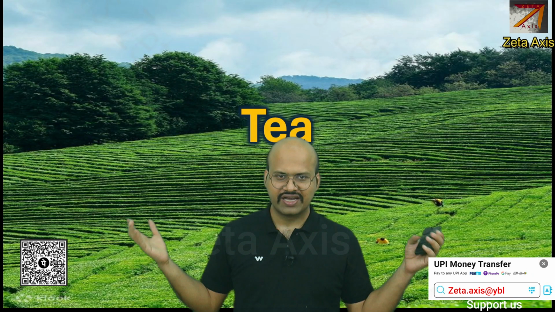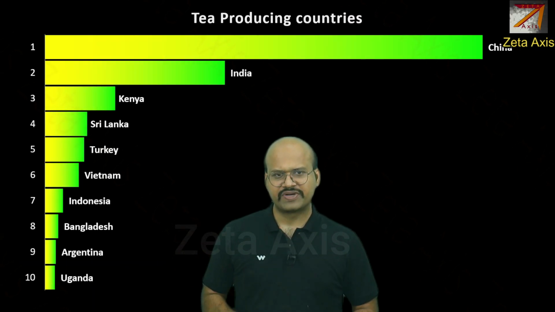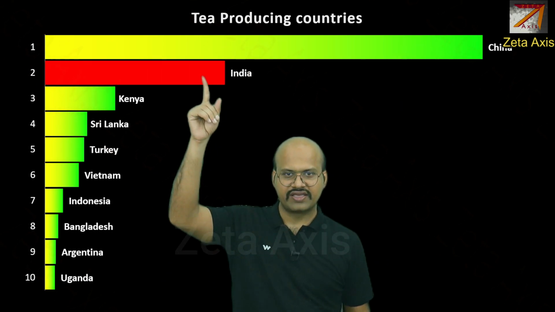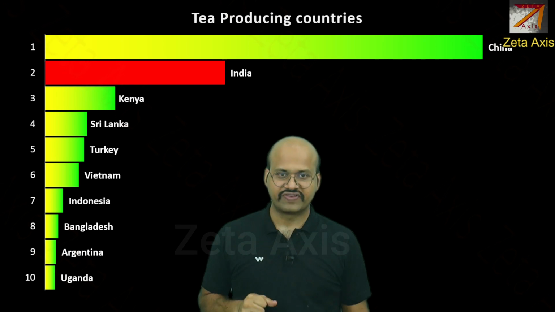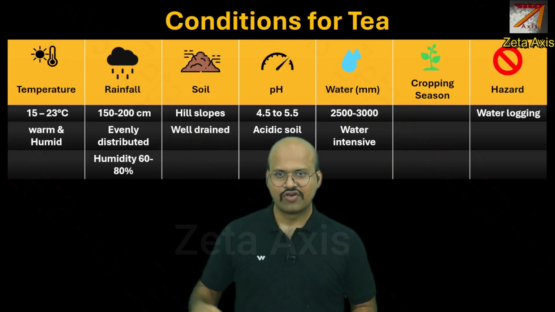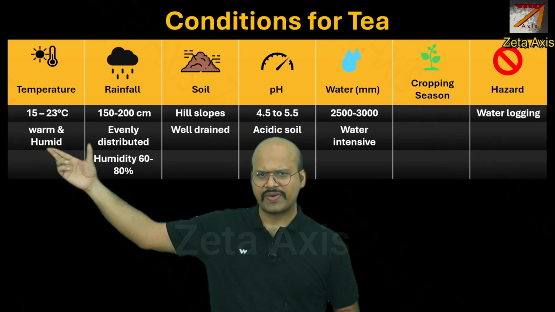Here you can see a tea garden, and this is generally on a hill slope. So if we see the top tea producing countries in the world, we can see that China leads the list, followed by India. So India is the second largest producer of tea in the world. Here we can see the conditions required for tea production, where it requires a temperature of 15 to 23 degrees Celsius, that is, a warm and humid climate.